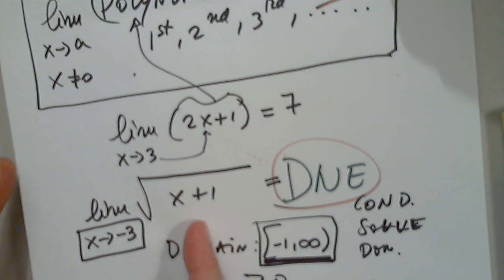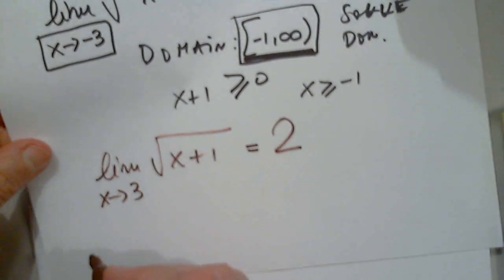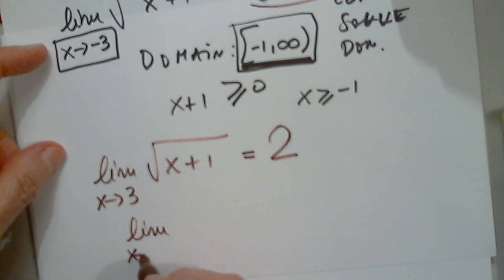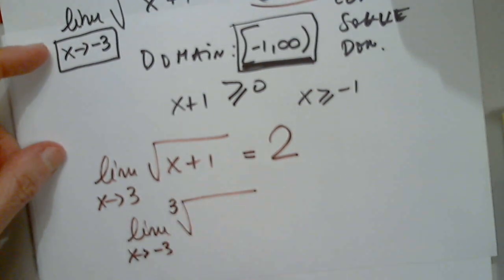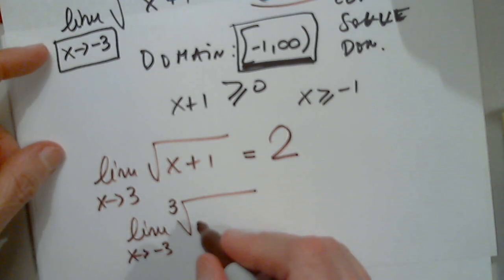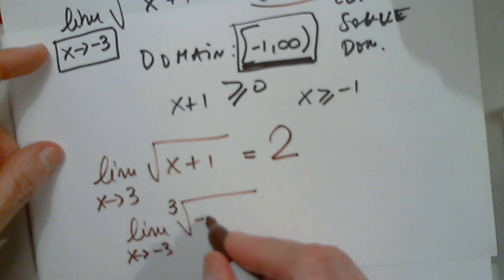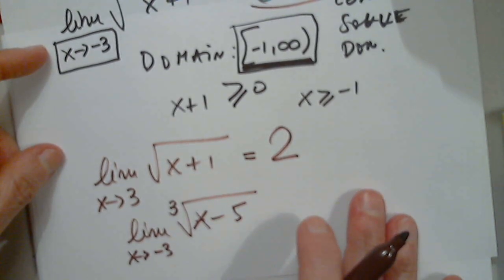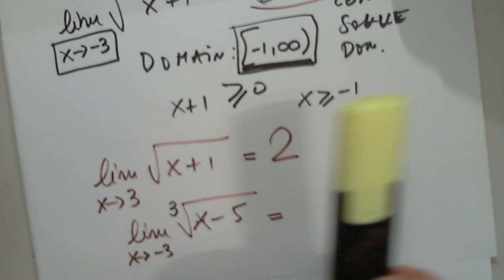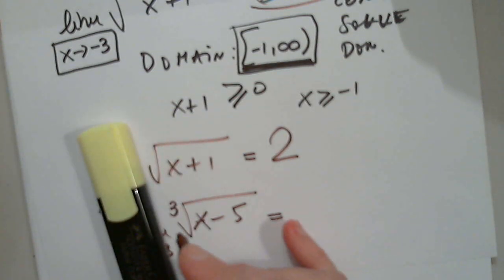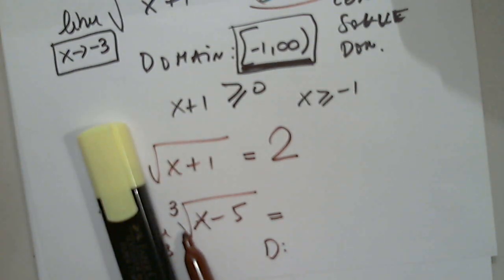Polynomial, radicals. Now if I have this, limit as x approaches -3 of the cube root of x minus 5, what will you say? First of all, I'm going to ask, what about the domain of this function? What is the domain of a radical with an odd index?